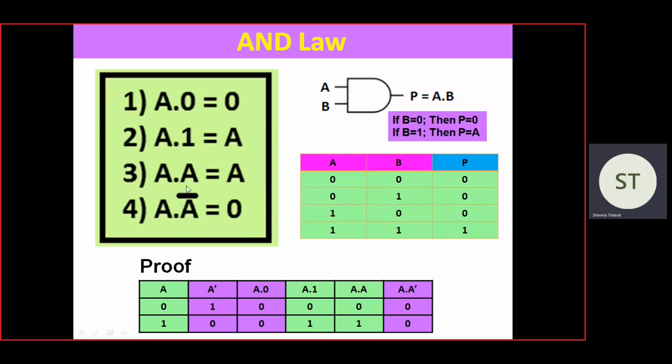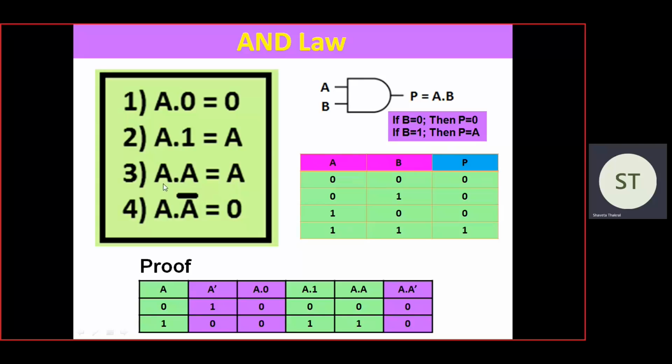And the third theorem, A dot A, is equal to A. So here we are putting A dot A. So A is 0 and 1. If A is 0, that is ANDed with 0, the result is 0. And if A is 1, that is ANDed with 1 and the result is 1. So for A dot A, we can see that it matches A. So A dot A is A.